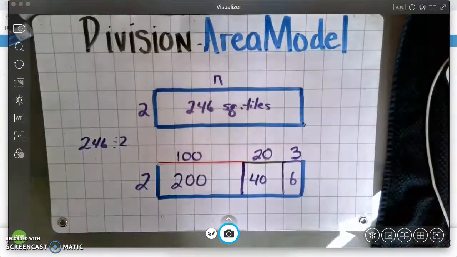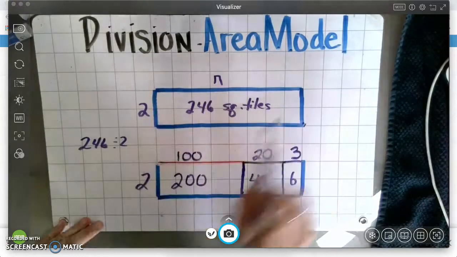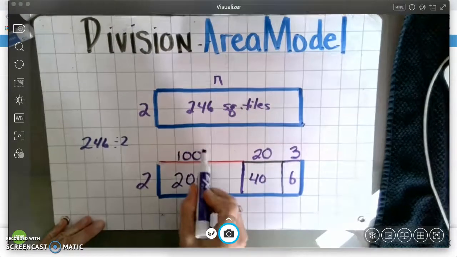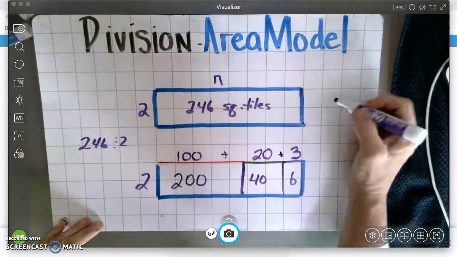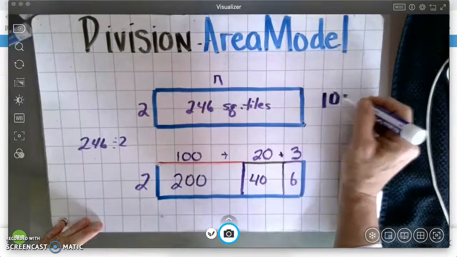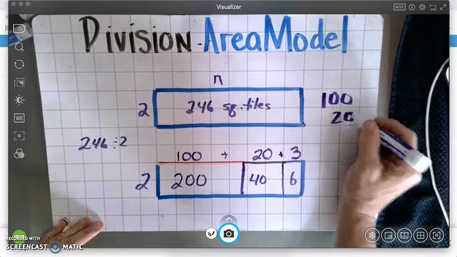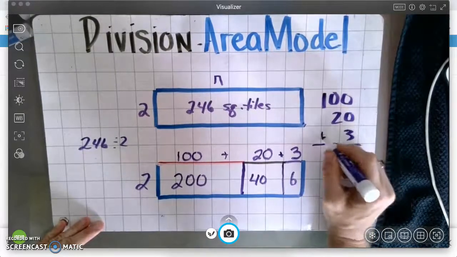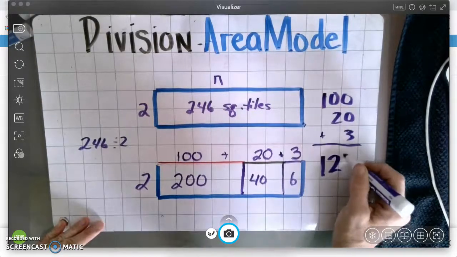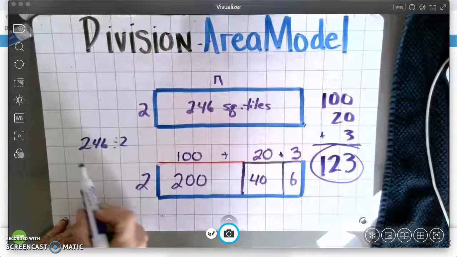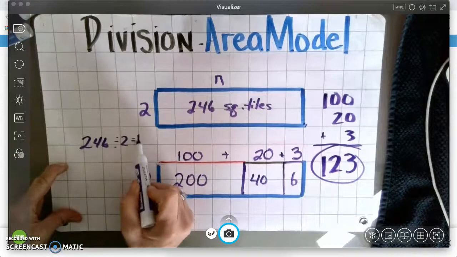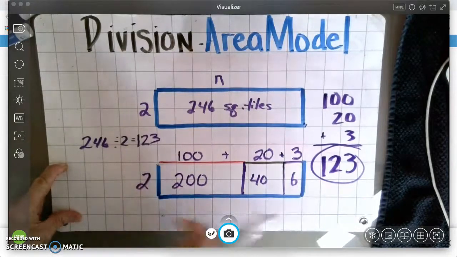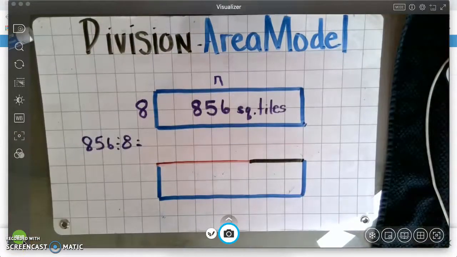To find my answer for how long my terrace is going to be, I'm going to add my 100, 20, and 3. So 246 divided by 2 equals 123.